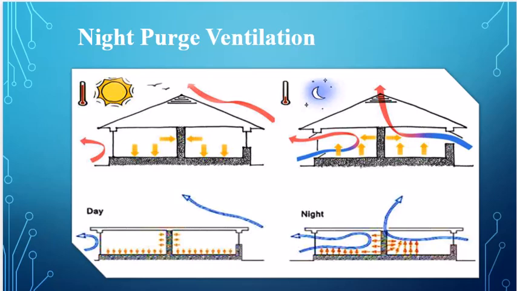Night purge ventilation. Night purge ventilation is a strategy that uses cooler nighttime air to naturally cool buildings, reducing daytime cooling demands. The BAS schedules this process, ensuring that fresh air circulates during off hours when temperatures drop. This not only lowers energy consumption during peak hours but also enhances indoor air quality.